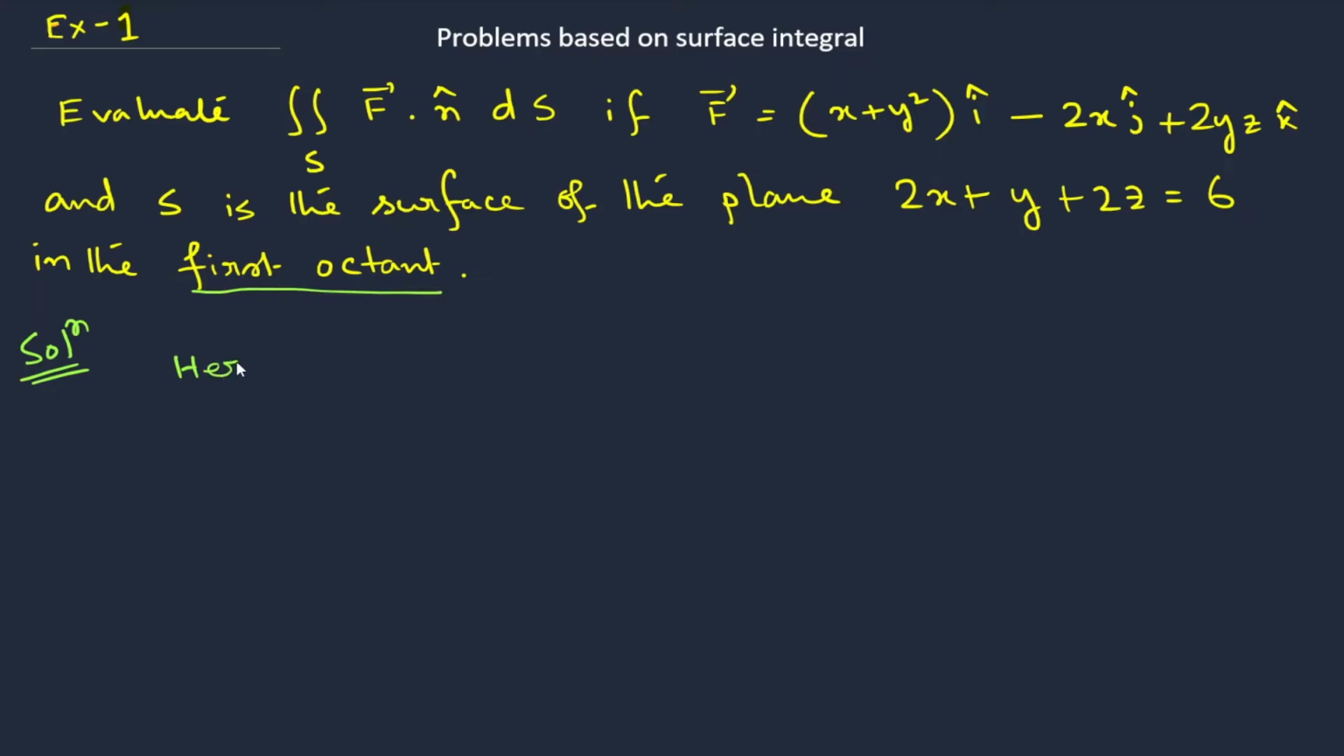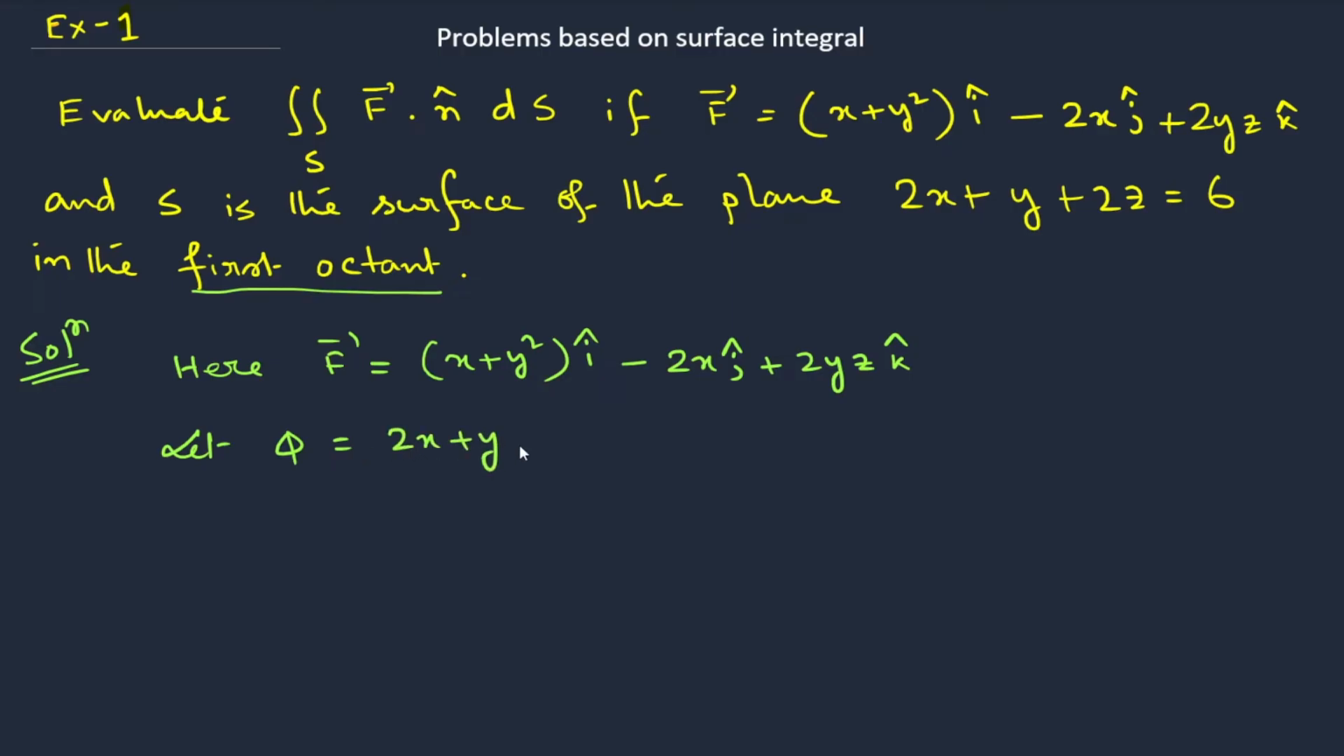Here F bar is how much? Our F bar is (x plus y square) i cap minus twice x j cap and then 2yz k cap. Then there is one plane, the surface of the plane, which we denote like this. Let phi equal twice x plus y plus twice z minus 6. Now we'll find the gradient of phi, nabla phi.